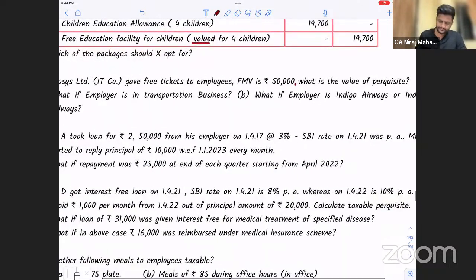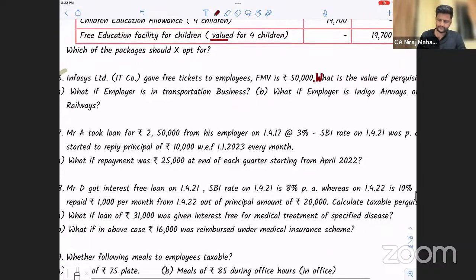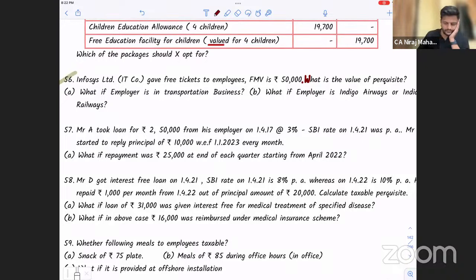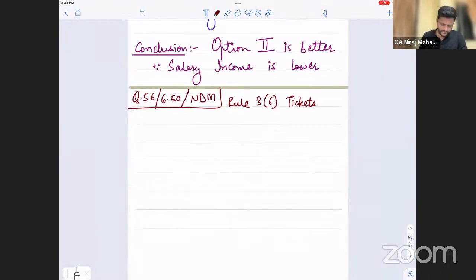What is the value of the perquisite? Fair market value is rupees 50,000. Rule 36, write down in your notebook.